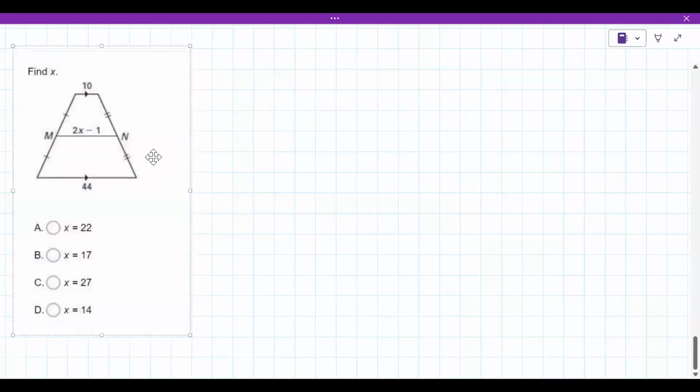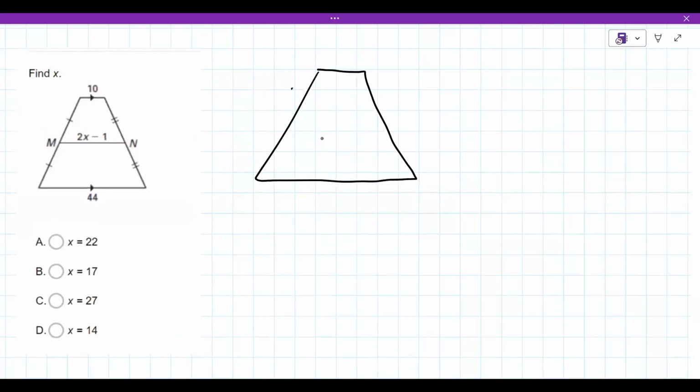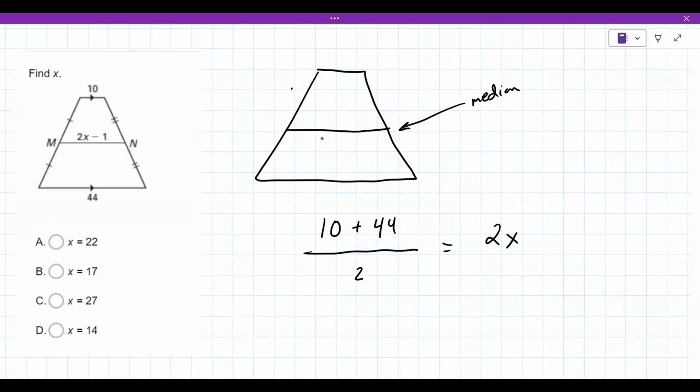Good thing I didn't take over, because we were not going to get through a 100-question review assignment. All right, one of the things about the trapezoid, even though it looks really weird, it is a trapezoid: two parallel bases. This thing right here is called the mid segment or the median. The median is the average of the top and the bottom. So if you take the top and the bottom and find the average, which means dividing by 2, that equals the 2x minus 1 in the middle.